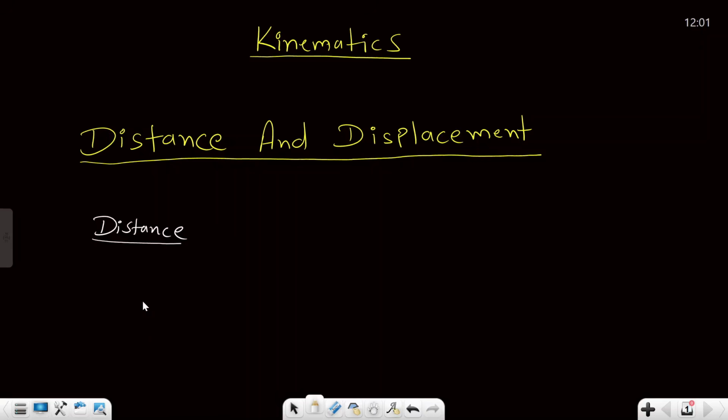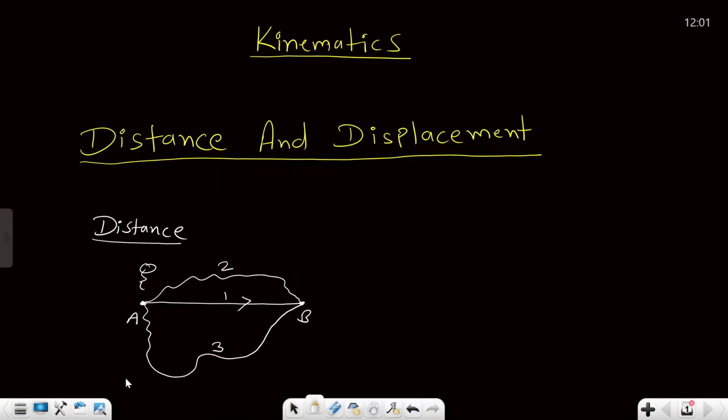We are taking an example. Here is a point A, and if a body wants to go from A to B, how many paths or ways can he choose? He can go from A to B straight towards B. Also, he can choose a random path, and we can name this path 2. This path is 1. Also, he can choose another path, and we can name it 3. So if a person wants to go from point A to point B, he can choose many paths: path 1, path 2, path 3, and so on. There are an infinite number of paths he can choose to go from A to B.